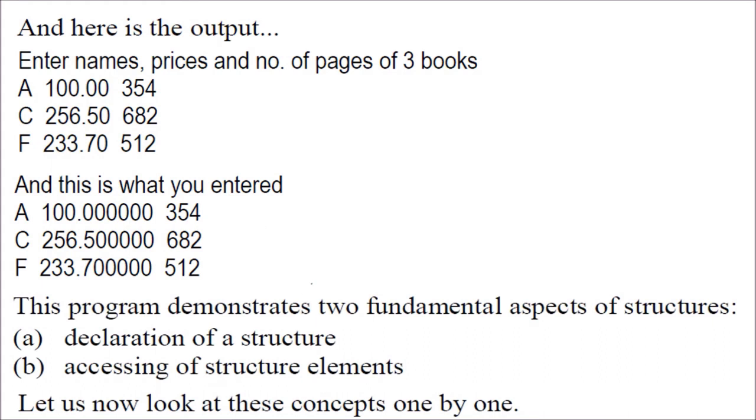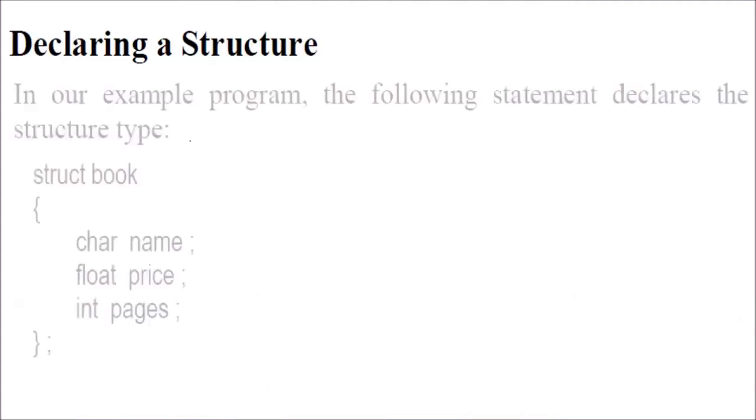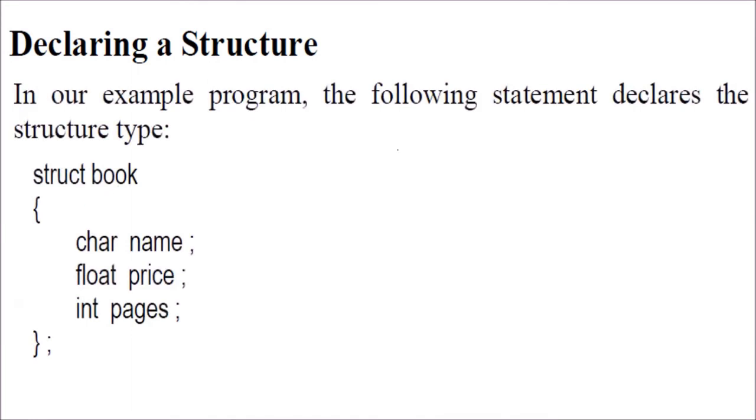So this program is demonstrating the fundamental aspect of structure, that is declaration of a structure and accessing the structure elements. So let us see how to declare a structure. This is how we declare a structure. This is the statement showing the structure type. So we have a struct here, and this is the name of the struct. Then we have 3 entities here. You can give any entities, you can give pointers, you can give arrays, and then you end it with a semicolon. Please understand, you end with a semicolon.